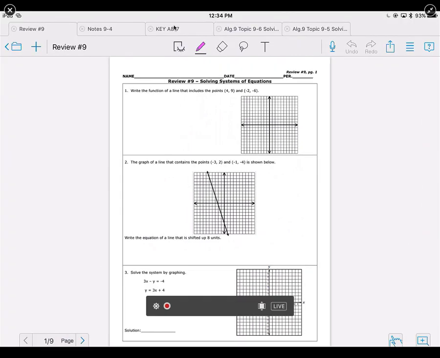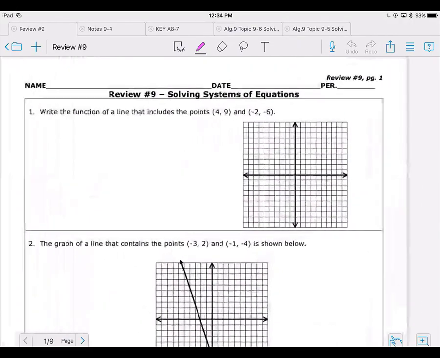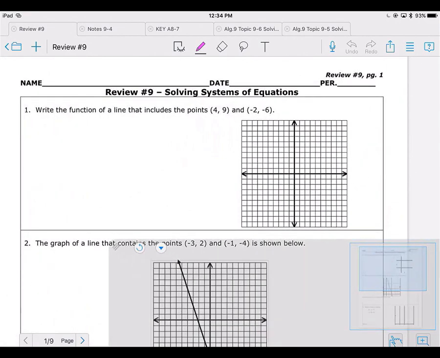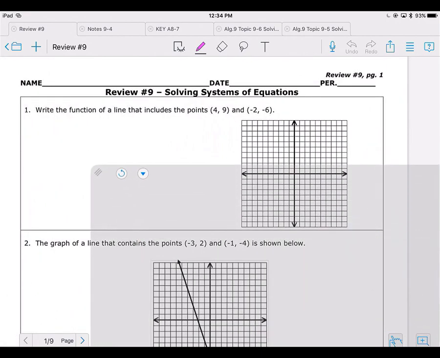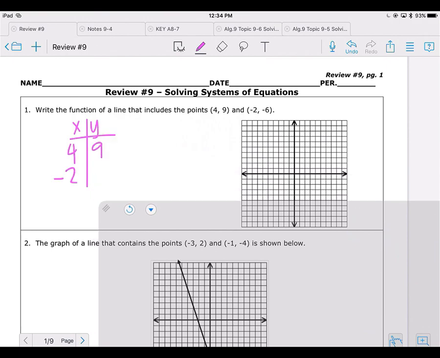This video is over review number 9, solving systems of equations. Problem 1 asks us to write the function of a line that includes the points (4, 9) and (-2, -6). So because I have 2 points, I can graph them, or I can use the calculator and stat edit.